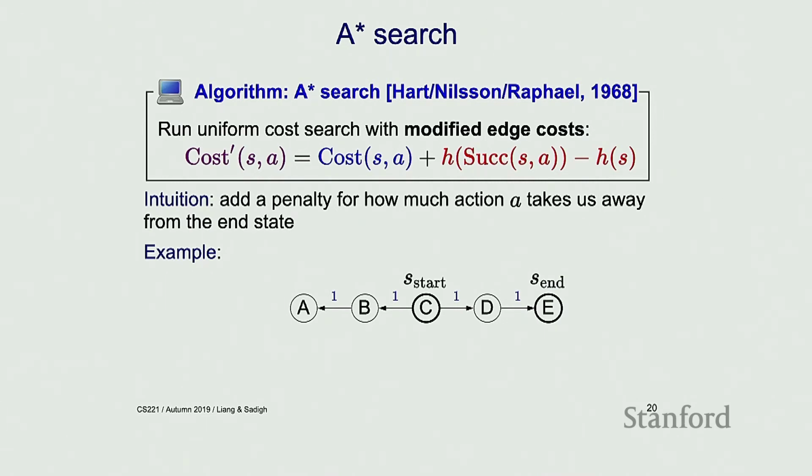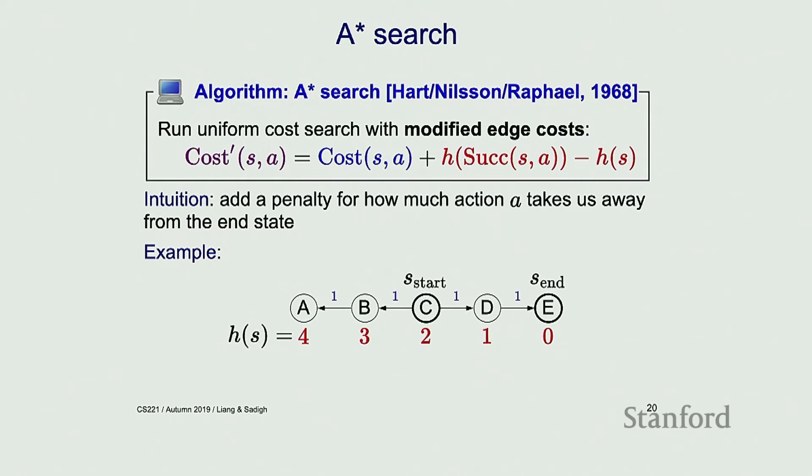That's our plan. Okay? So if I'm running uniform cost search, what would I do? I'm at C. I'm going to explore B and D because they have a cost of 1. And then after that, I'm going to explore A and E, and then finally I get to E. But why did I spend all of that time looking at A and B? I shouldn't have done that, right? A and B are not in the direction of getting to S end.